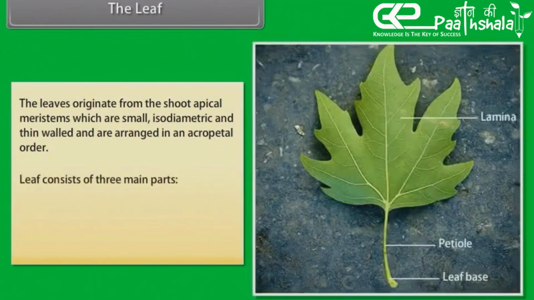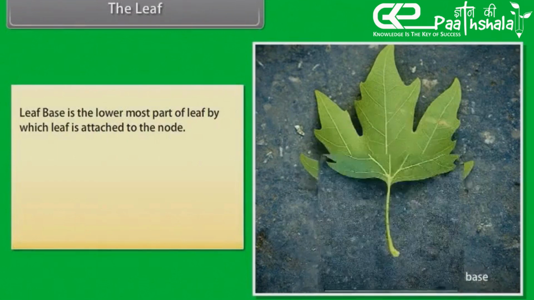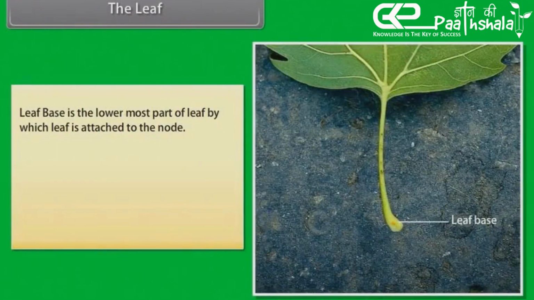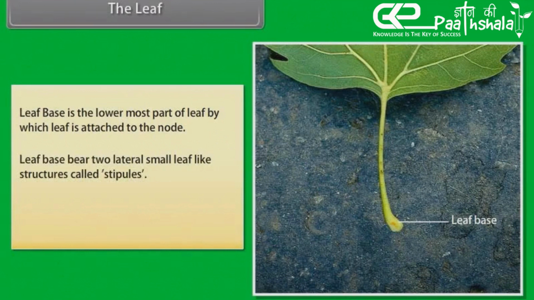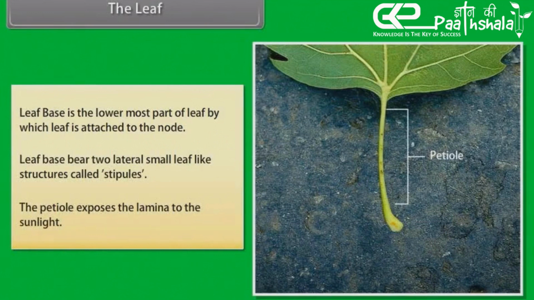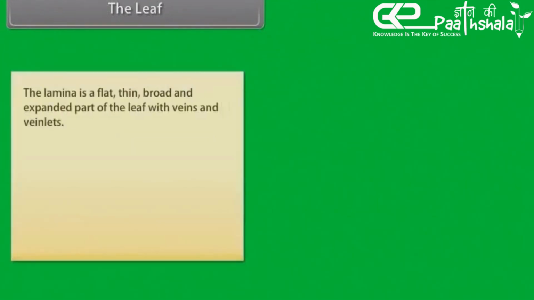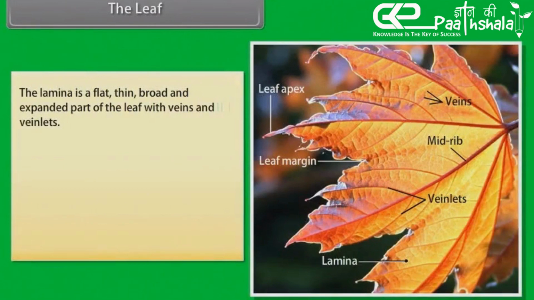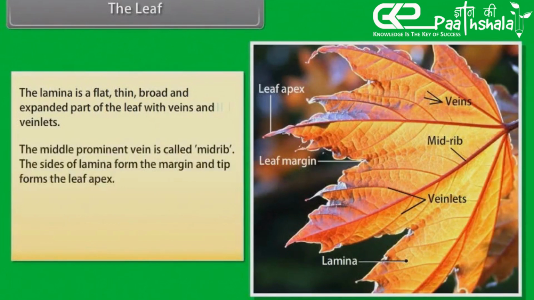Leaf consists of three main parts: leaf base, petiole, lamina. Leaf base is the lowermost part of the leaf by which leaf is attached to the node. Leaf base bears two lateral small leaf-like structures called stipules. The petiole exposes the lamina to the sunlight. The lamina is a flat, thin, broad, and expanded part of the leaf with veins and veinlets. The middle prominent vein is called midrib. The sides of lamina form the margin and tip forms the leaf apex.